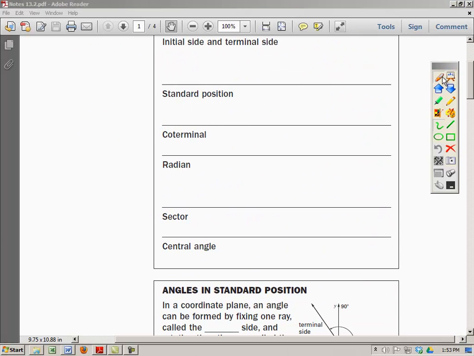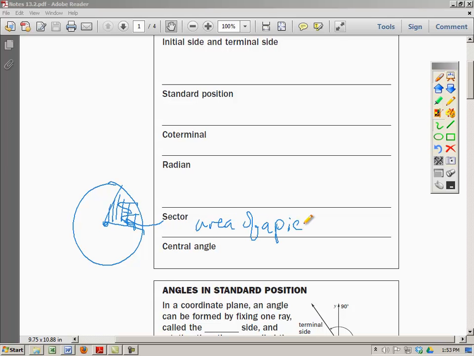Now, the last couple of things that we have to talk about is this idea of a sector. A sector of a circle is basically a piece of pie. So this would be a sector, and when we're talking about area, we're talking about the area of a piece of pie. Eventually, we're going to talk about this idea of an arc length, and an arc length would be the length along the arc from basically the outside of that sector. We'll define that a little bit better in just a few minutes here.